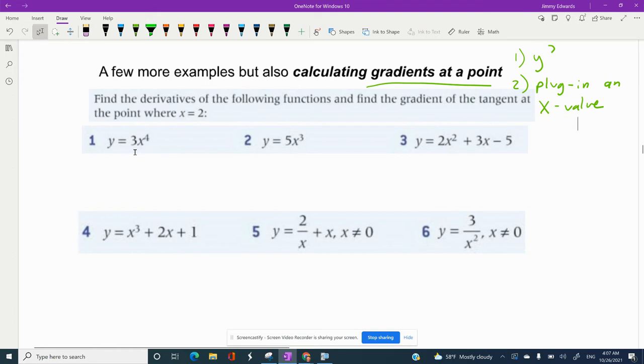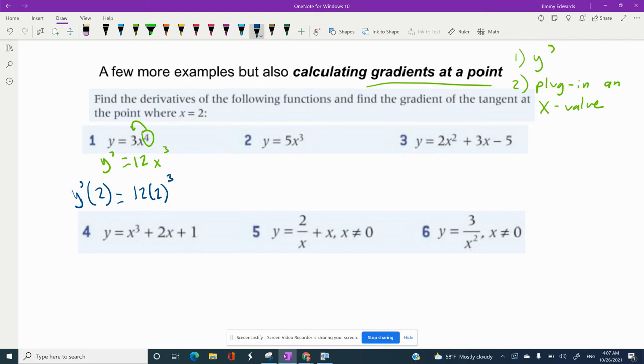Okay, so y prime is, bring down the 4. That's going to be 12, and then we have x cubed. And then we're going to plug in 2. So this is written y prime of 2 equals 12 times 2 cubed. Okay, so now we've got to do 2 cubed. That's 8. 2 times 2 times 2 is 8. 8 times 12 is 96.